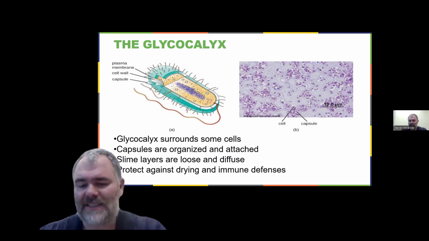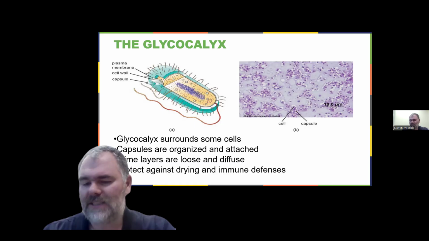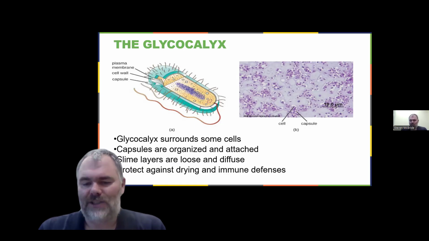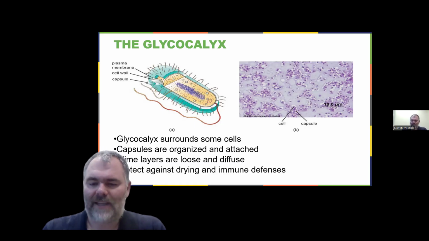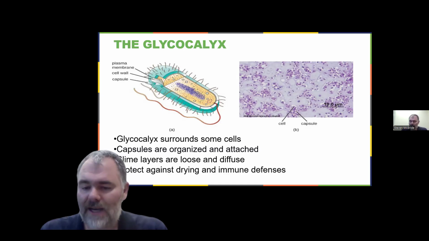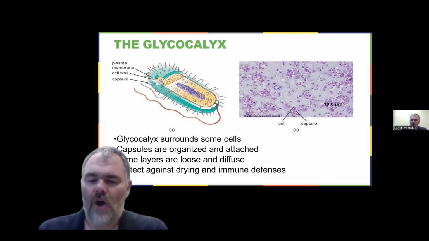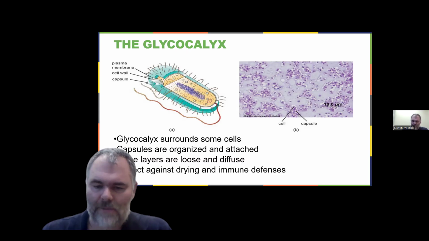These structures provide several important advantages for microbes. They can help cells attach to surfaces, retain moisture, and protect against drying. In pathogenic bacteria, capsules can also help cells avoid immune defenses by making it more difficult for immune cells to recognize or engulf them. So, although the glycocalyx may appear as just a faint halo under the microscope, it can have major effects on microbial survival and pathogenicity.